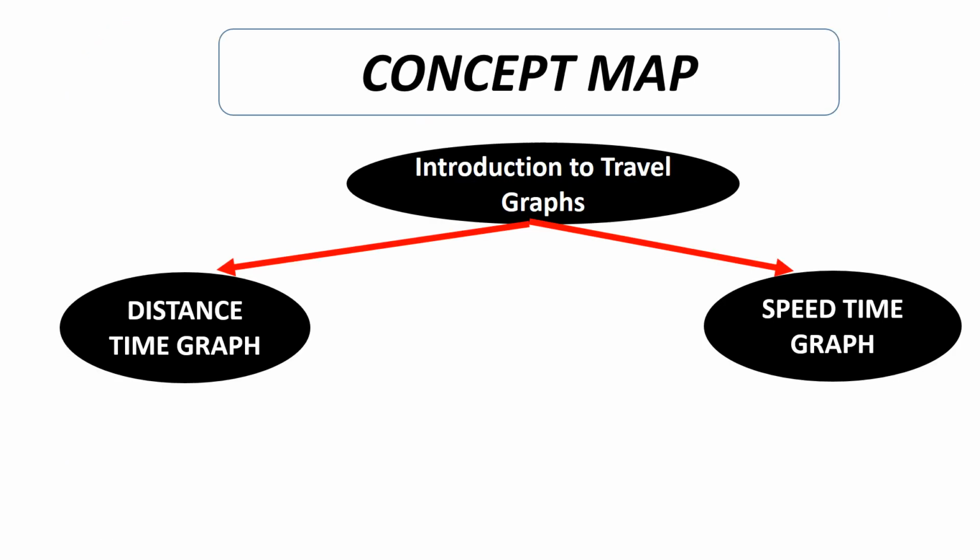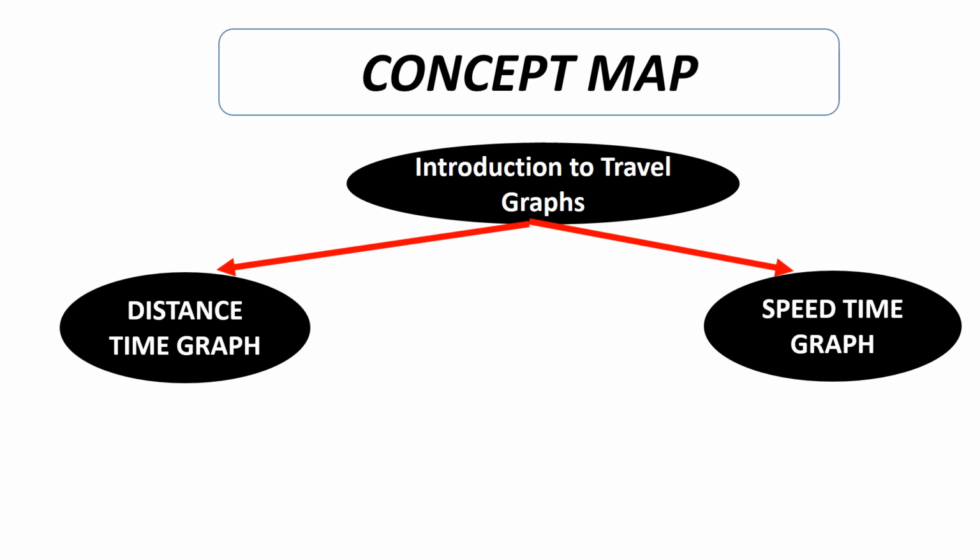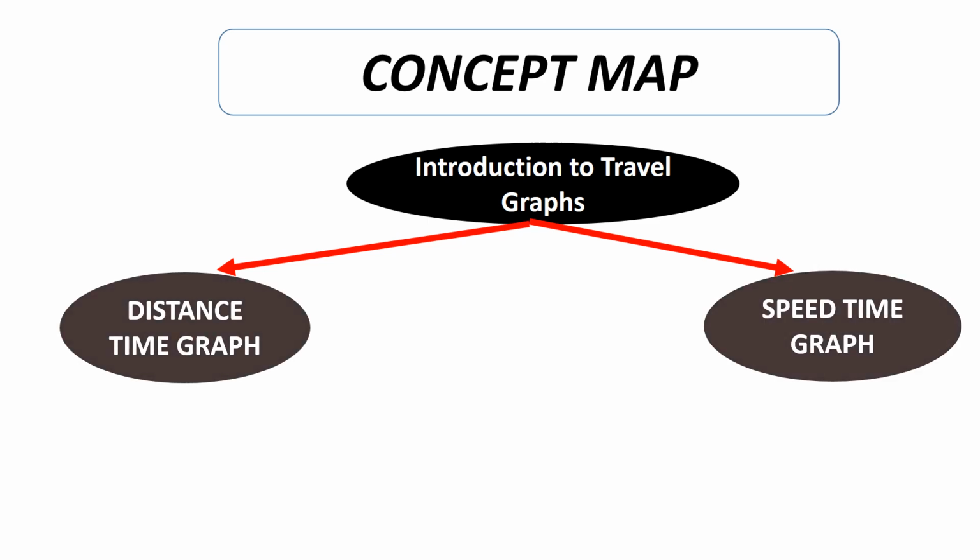Welcome to this Paper 1 topic, travel graphs. We have two subheadings in this topic. The first one is distance-time graph. The second one is speed-time graph. We're going to start with distance-time graph. Then when we get done, we're going to take a look at speed-time graph.